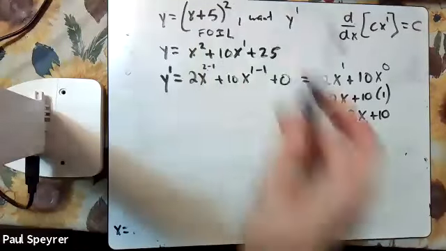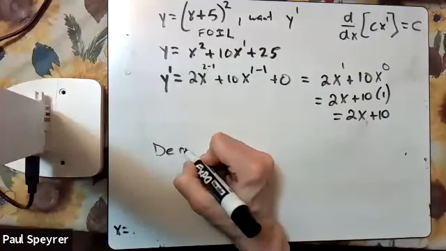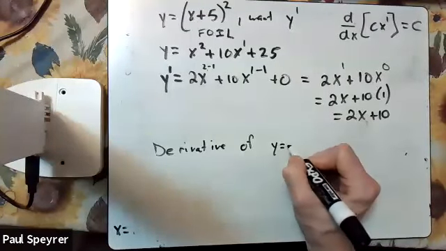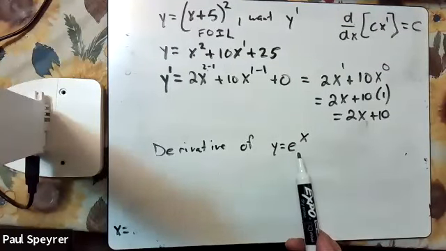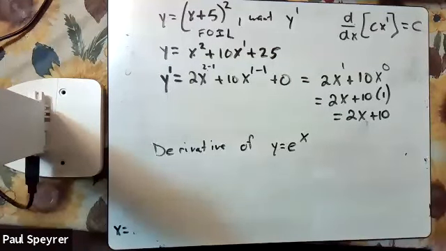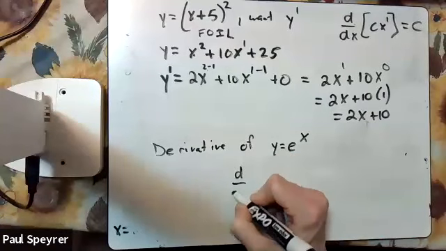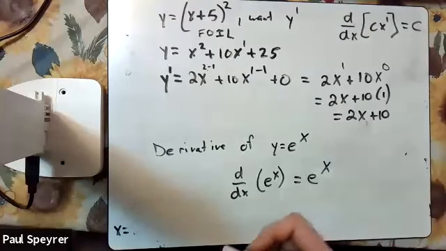All right, and then the last little thing is the derivative of e to the x, or y equals e to the x. This is a very unique function because it's the only function out of all the functions in math that has the same derivative and antiderivative, which we're going to get to way later on. And it's super easy. So d dx of e to the x is, guess what? Just e to the x. That's it. Nothing else. Okay?